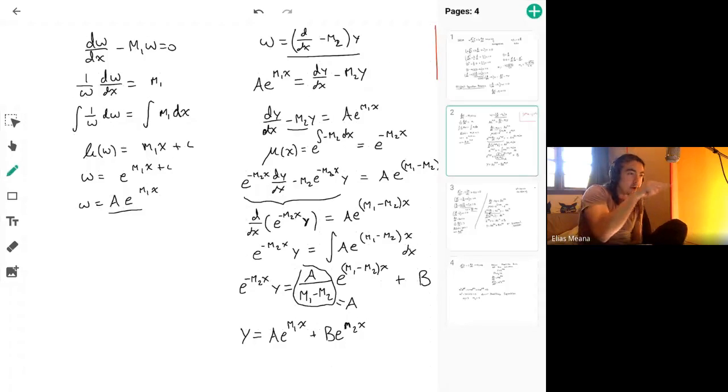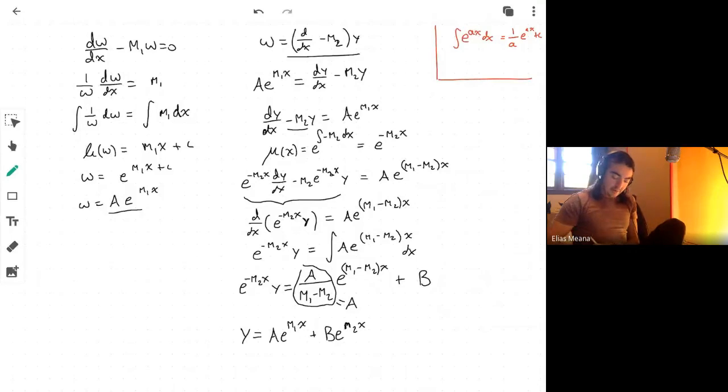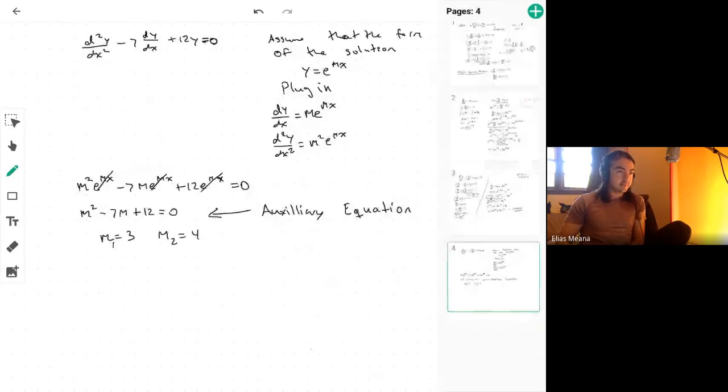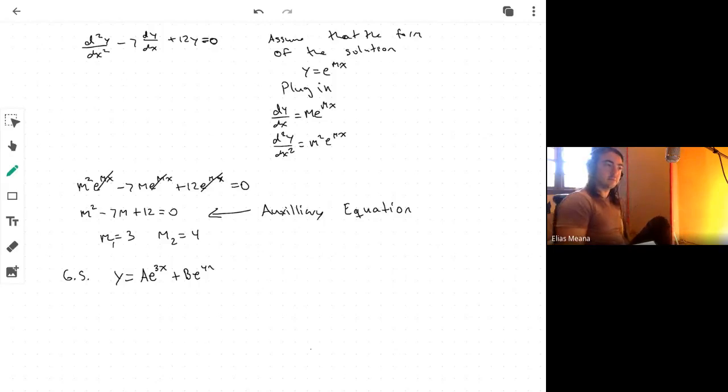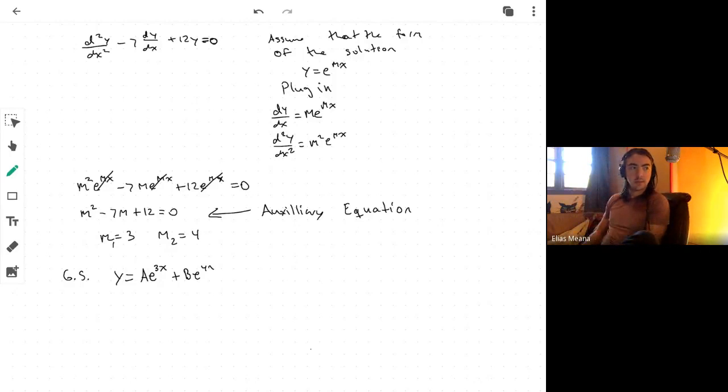Keep in mind that m1 and m2 in this original solution are precisely the roots of the auxiliary equation of our differential equation. So pretty much immediately in this step, we can write down that the general solution is just y equals a e to the 3x plus b e to the 4x. Okay? That's it. That's all we have to do to solve this differential equation. All right? Does that make some sort of sense?